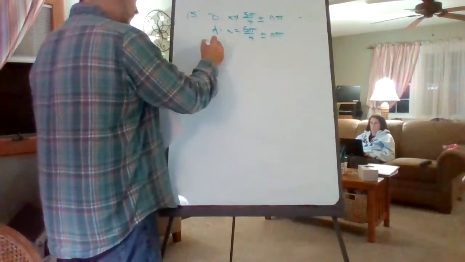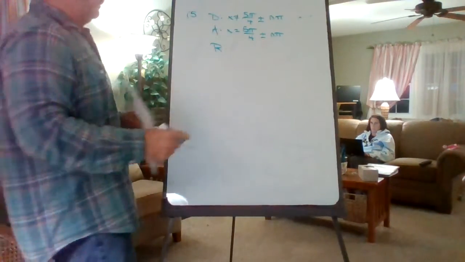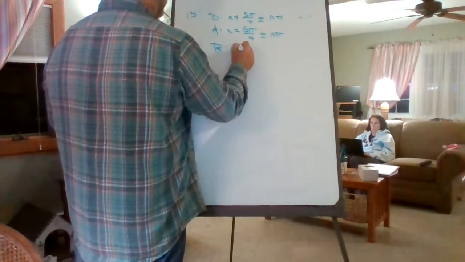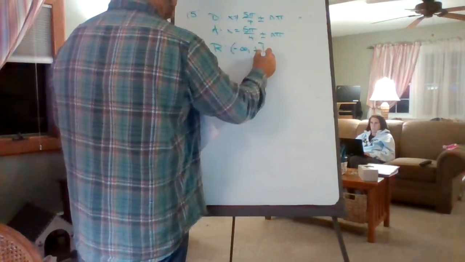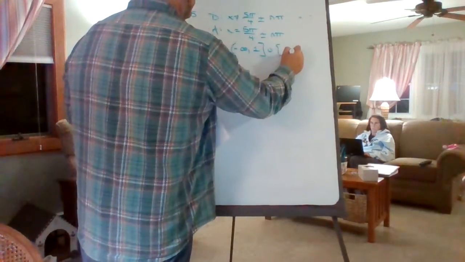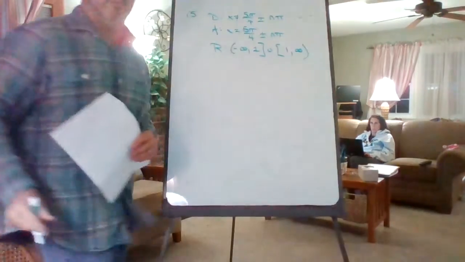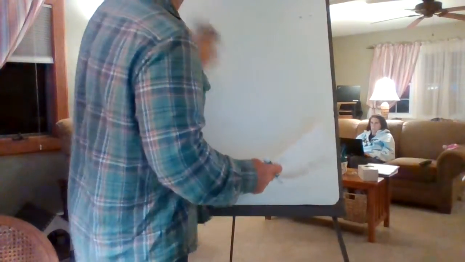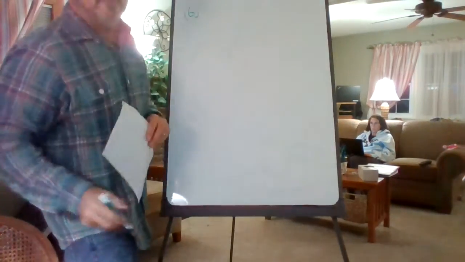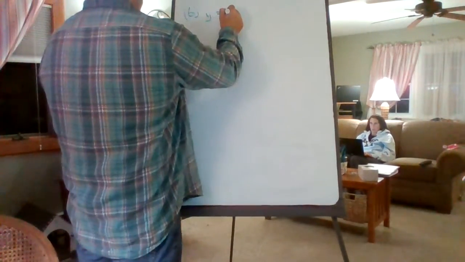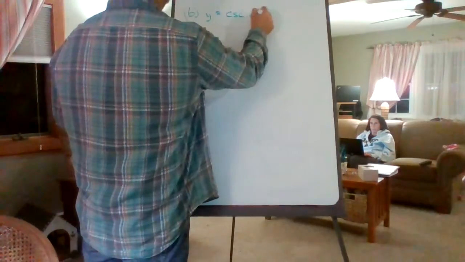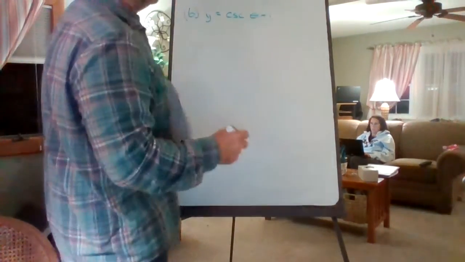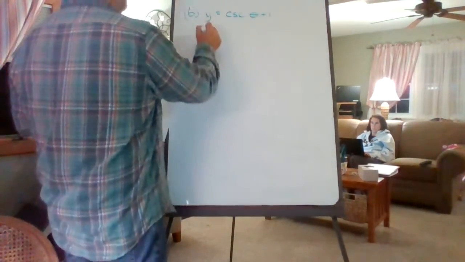All right, and then the range, since there wasn't a vertical shift, we go back to negative infinity to negative 1, the or symbol, and then 1 to infinity. We have ourselves that information. So if you want to add that to the last one. All right, so number 6. y equals cosecant theta plus 1. All right, so now we're going to have a vertical shift. I know that because it's outside parentheses.